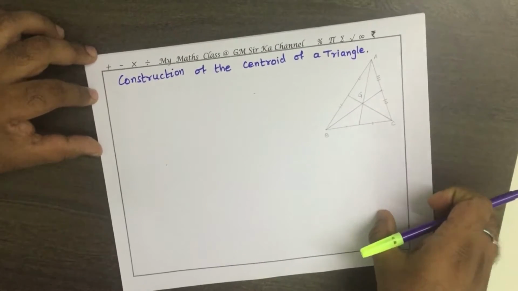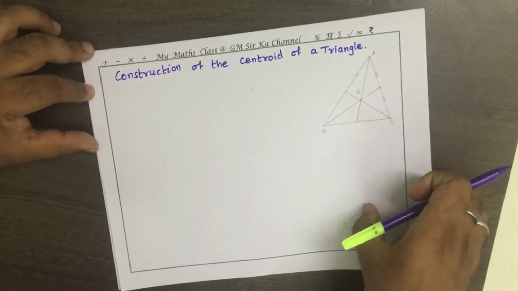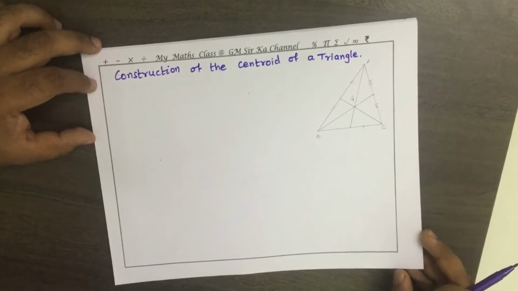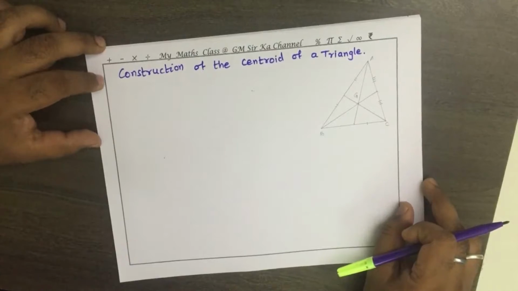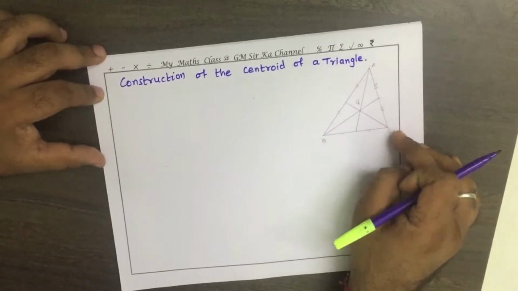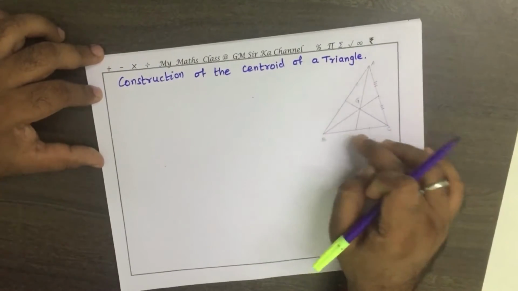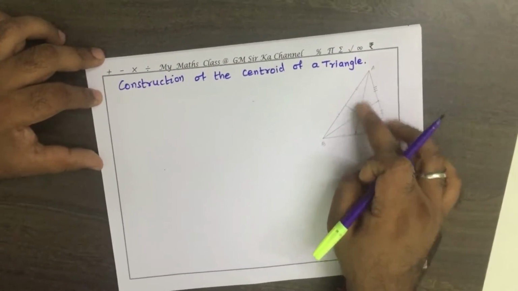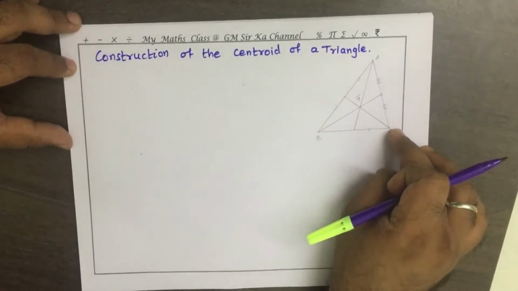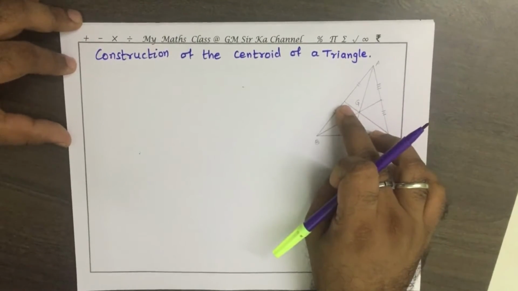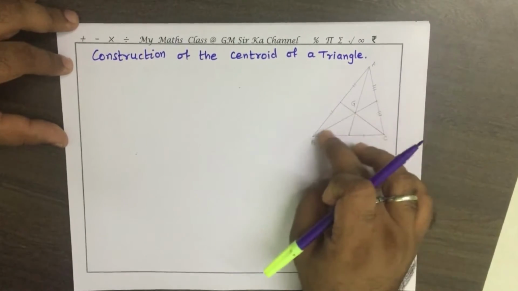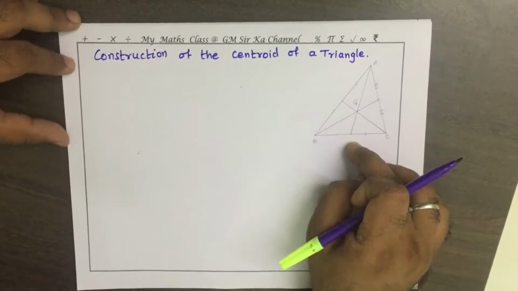So first of all, you must know some of the basic things to know what is the centroid of the triangle. You can see a triangle is drawn here, triangle ABC, and you can see the three lines are drawn from each vertex to the opposite side. So what is that line? These three lines are the medians of this triangle.